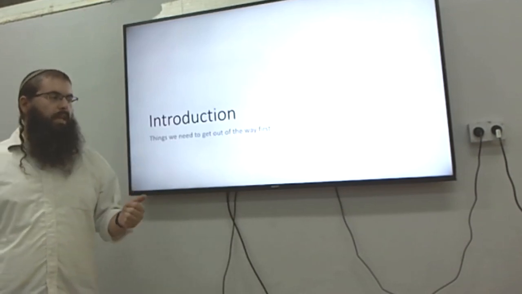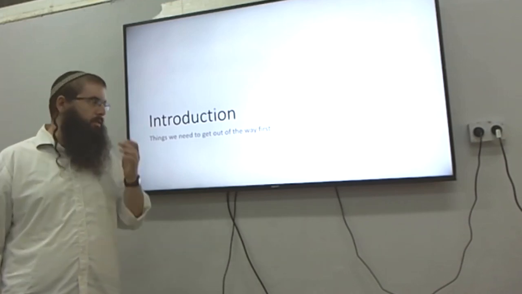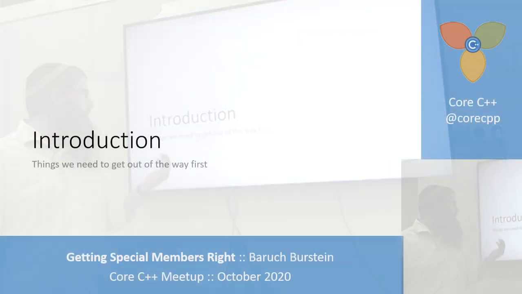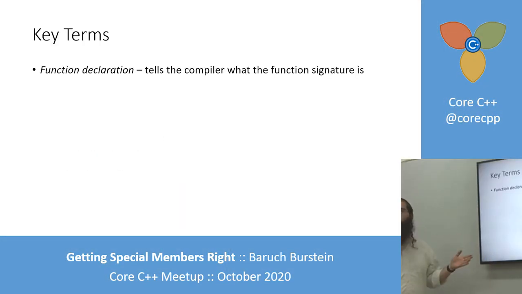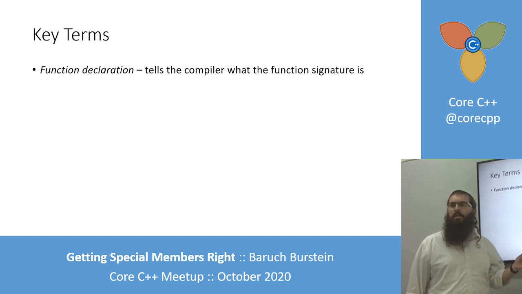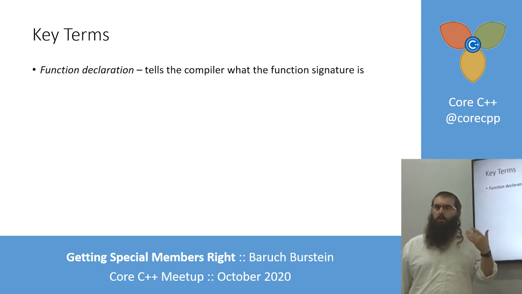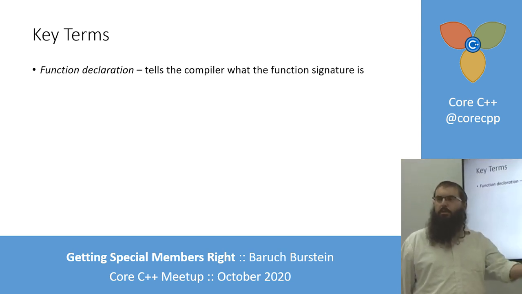So before getting to the actual special member functions, just a few key terms to get out of the way. A declaration, just if somebody comes from a background of a different language, is used in different ways. A function declaration is the function signature. That's what the compiler has to see before we call the function. And that's what's usually in the header files.